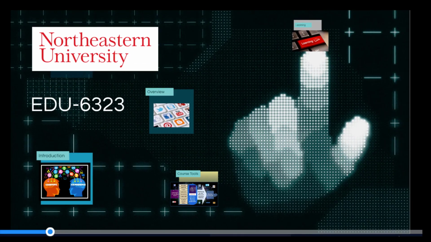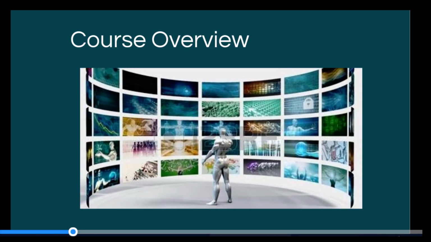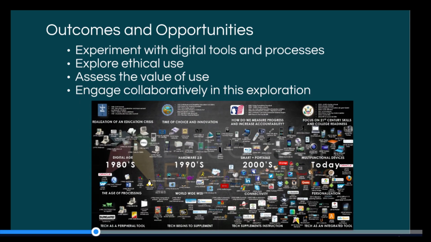Now let me just spend a little time going over the course itself. The outcomes are really to spend some time exploring, to look at lots and lots of processes in the web and how they might be used for learning. As part of that, we will be exploring the ethical use and getting you to assess the value within your own specific educational or training needs. And we will collaboratively do this. We will learn from each other.